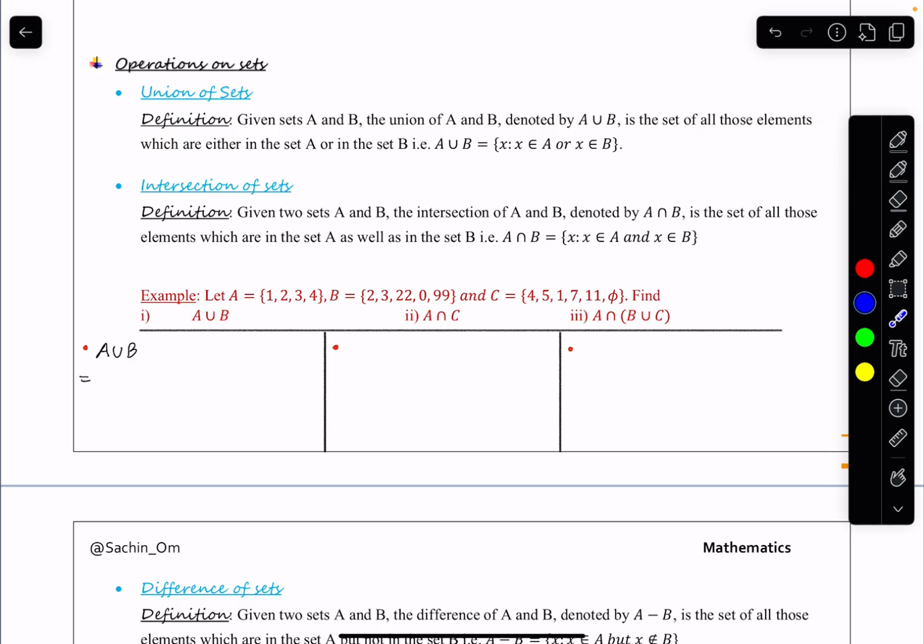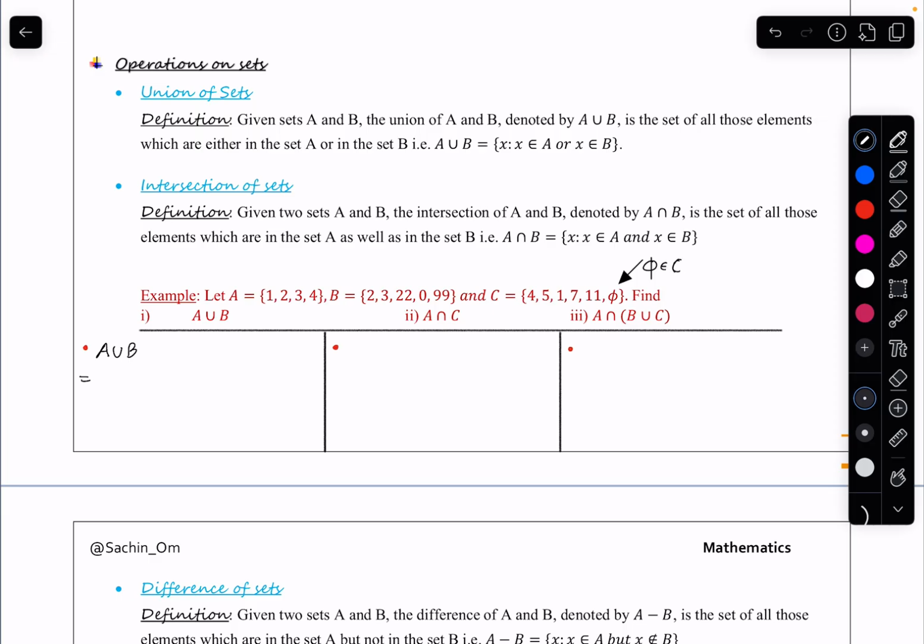So I'll take up this example. I'll just illustrate it using examples. I have A is equal to {1, 2, 3, 4}. A is this set. B is the set where I have 2, 3, 22, 0, and 99. Third set that I've taken up is C. C has 4 in it, 5 in it, 1, 7, 11, and phi. So I'm treating this phi as an element of the set C. So in this particular case, phi is acting as an element of C. Phi belongs to C.